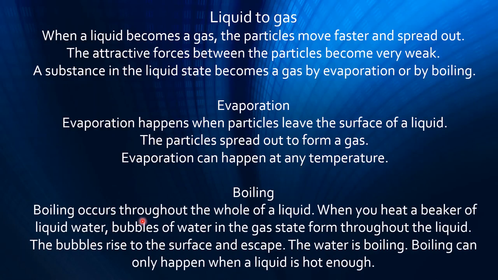Boiling occurs through the whole of a liquid. When you heat a beaker of liquid water, bubbles of the water in the gas state form throughout the liquid. The bubbles rise to the surface and escape. The water is boiling. Boiling can only happen when a liquid is hot enough. To summarize, boiling occurs throughout the whole liquid, and small bubbles start to come up over the pan. It means the water is being boiled, and it is reaching a lot of heat.